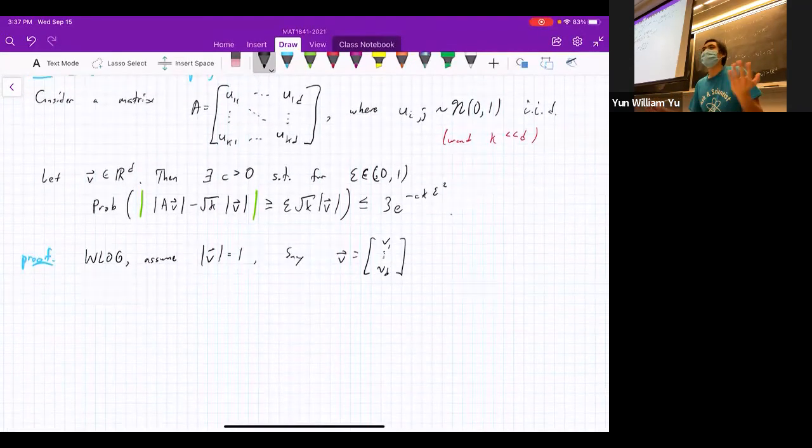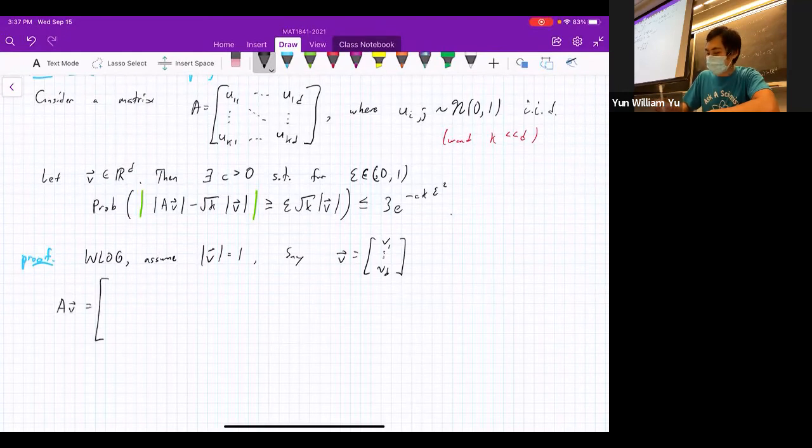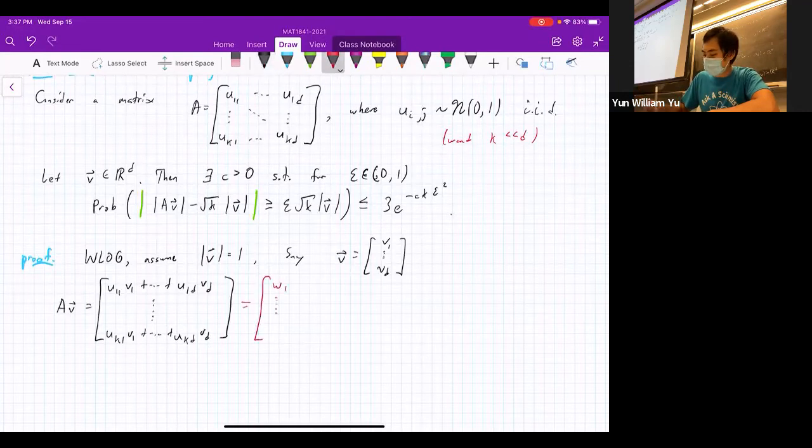So the norm of V is equal to 1, and we can write out its coordinates. Well, we can just write out the matrix multiplication. This is something we did back in 222 or 223, whichever class you took. So what's AV? AV is just equal to U11 V1 plus dot dot dot plus U1d Vd, all the way through Uk1 V1 plus dot dot dot plus Ukd Vd. And I'm going to call each of these terms W1 through Wk. So we're going to let Wi be equal to Ui1 V1 plus dot dot dot plus Uid Vd. These are random variables.